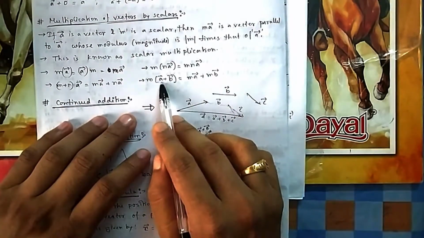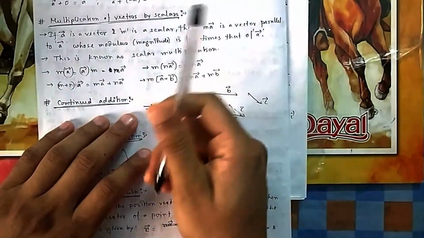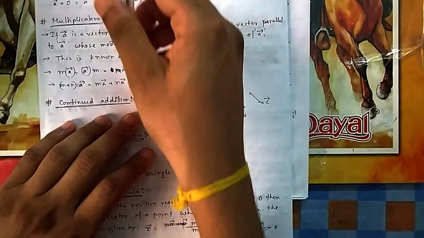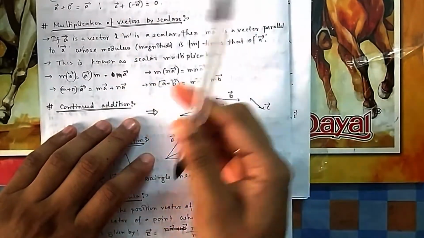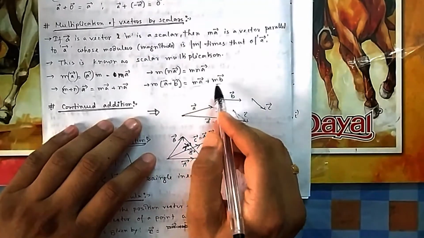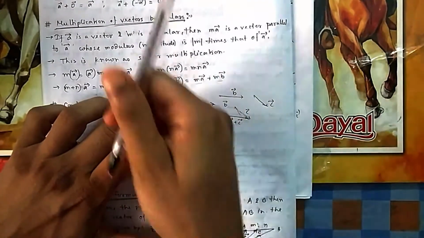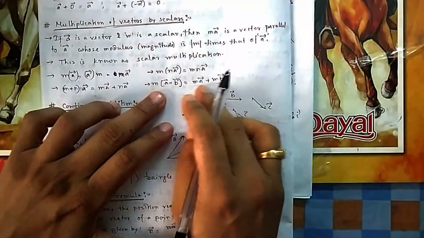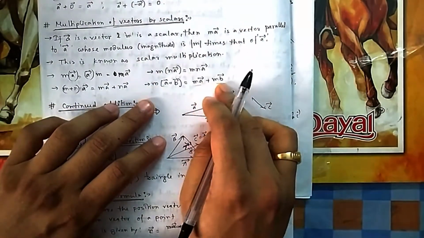Now M into A plus B. So you need to go 20 kilometers in this direction, and 40 kilometers in this direction. You go 2 times this direction and 2 times that direction, or you add both directions and then go 2 times.